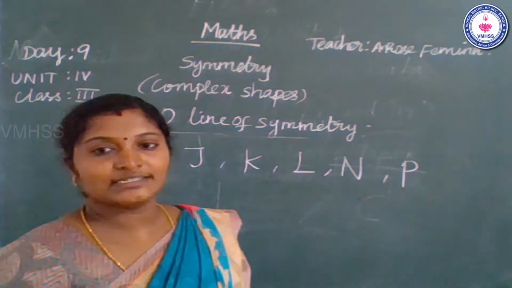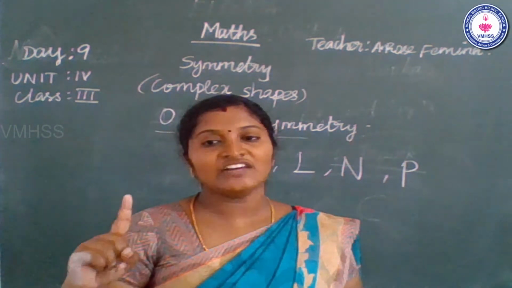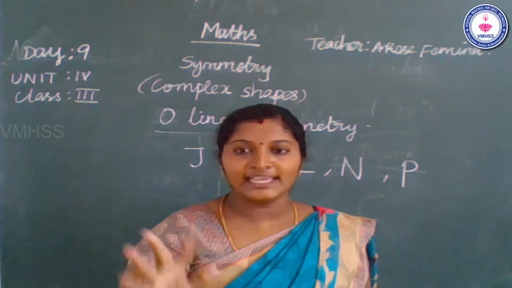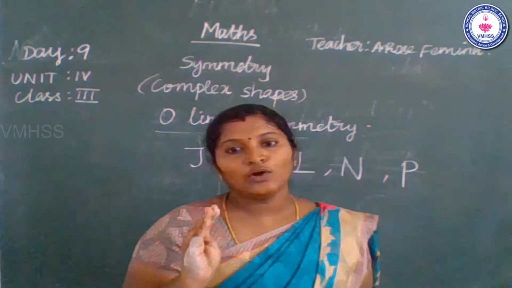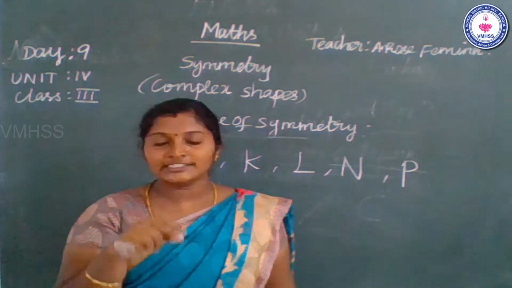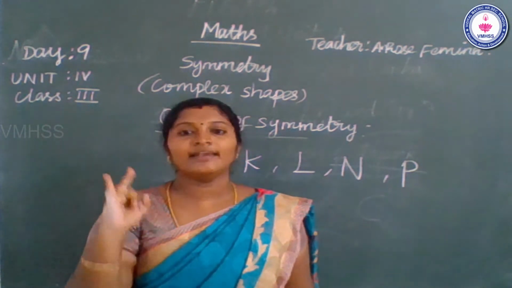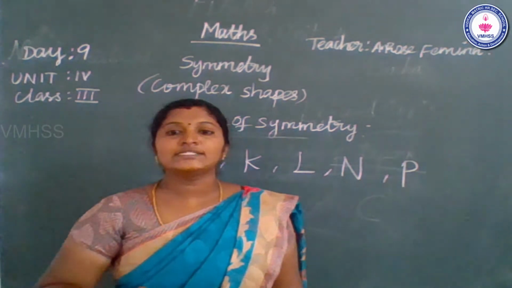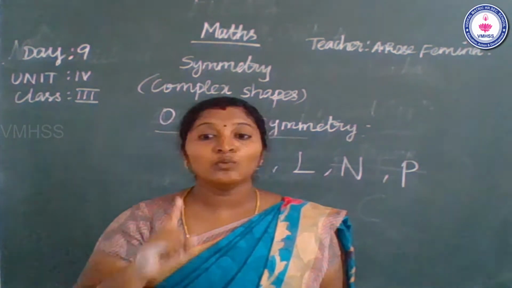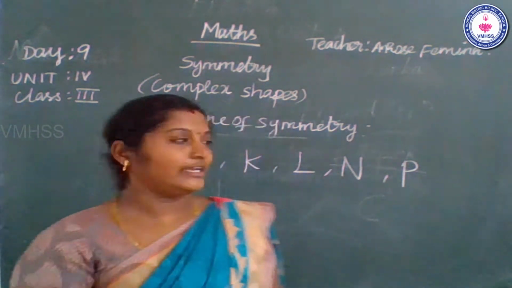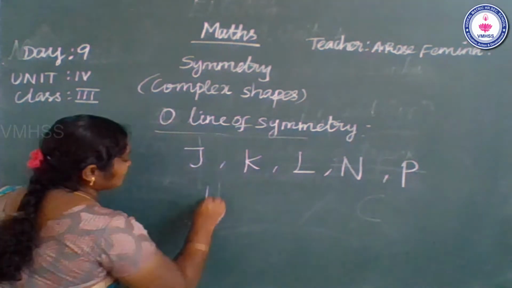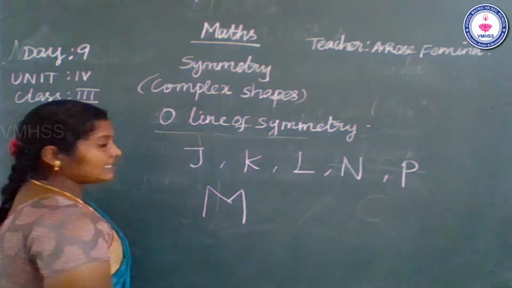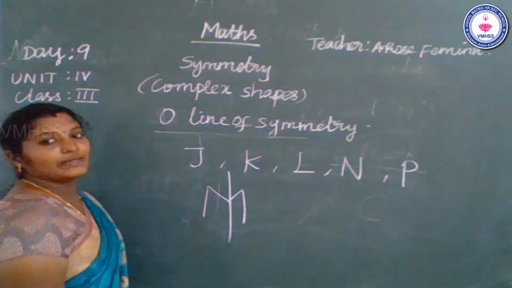So what are the letters with one line of symmetry? A, B, C, D, and E. Okay, ma. So zero lines of symmetry: J, K, L, N, and P. M has only one line of symmetry. You already know M. It's a vertical line of symmetry.